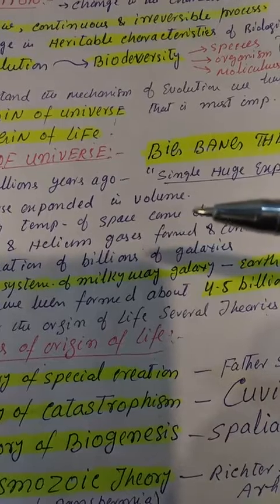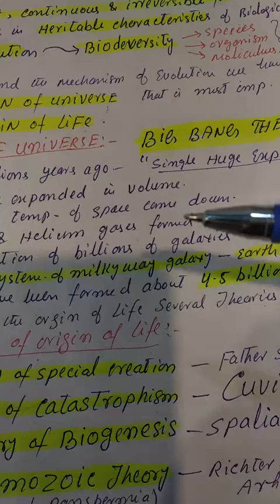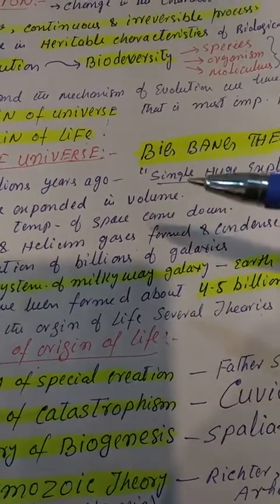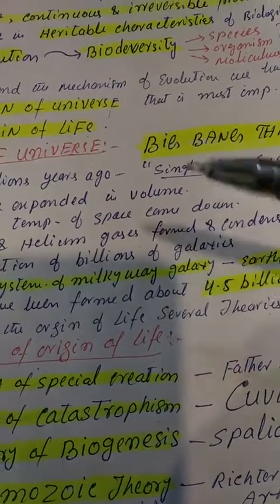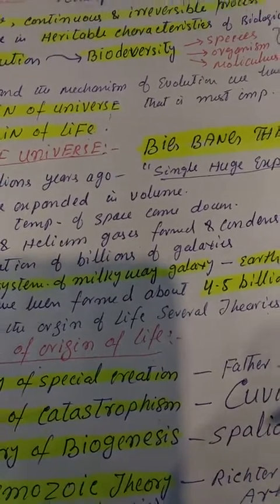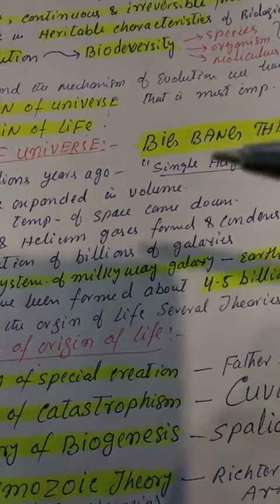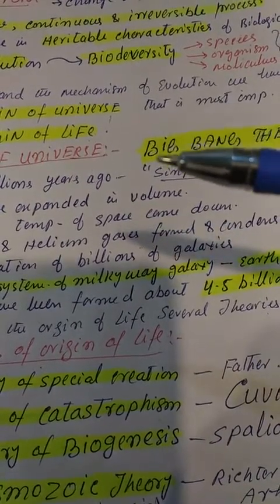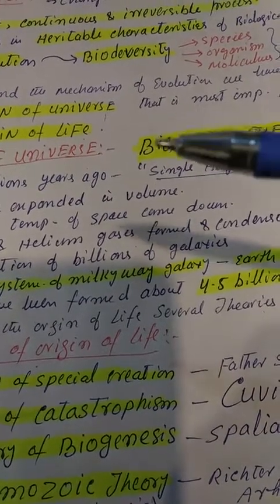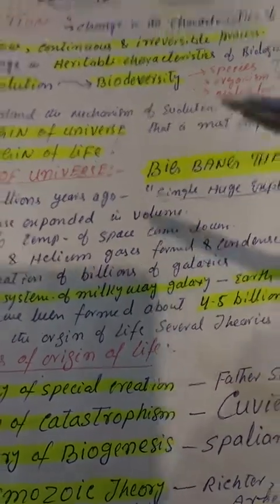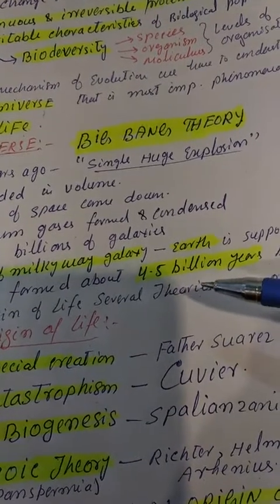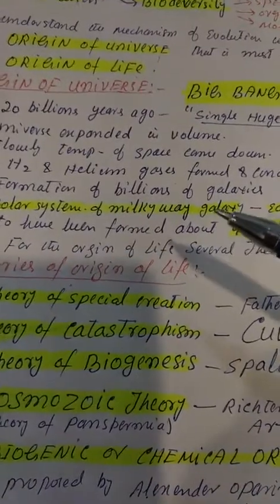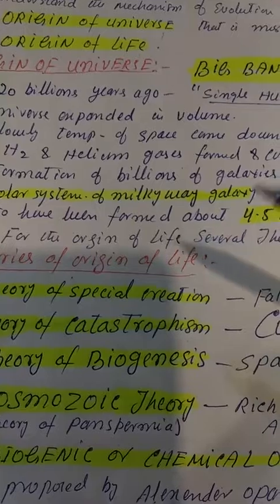Due to this explosion, the universe expanded in volume and the temperature of the space came down, and slowly hydrogen and helium gases were formed, which then condensed due to the gravitational forces present in the surroundings. This all resulted in the formation of billions of galaxies, about which we already know. Now in the solar system of the Milky Way galaxy, Earth is supposed to have been formed about 4.5 billion years back. Now, for the origin of life on Earth, several theories were put forward, which are called the theories of origin of life.